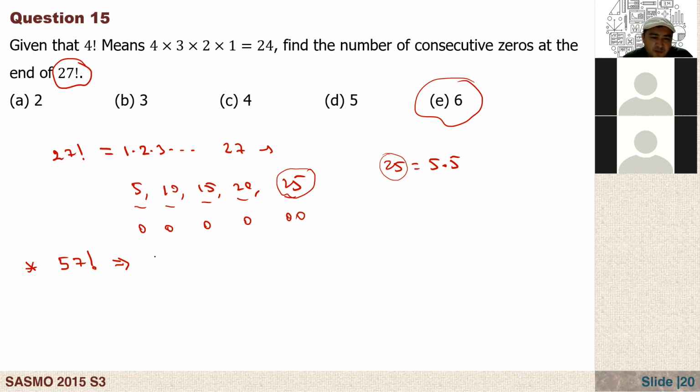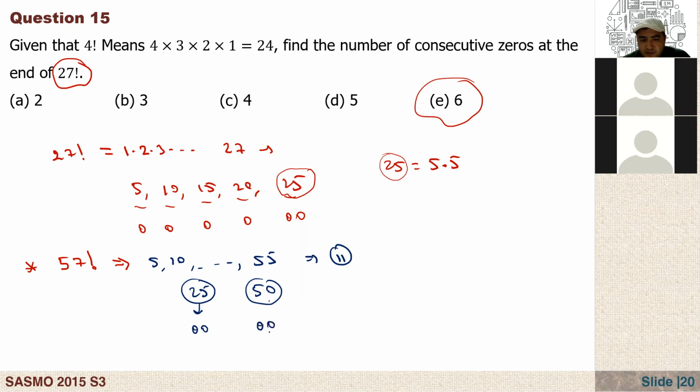Because here, how many multiples of 5 do we have? 5, 10, until 55. Here we have 11. And also here we have 2 powers of 5, right? It is 25 and 50. If you multiply 25 by 4, we have 2 zeros. If you multiply 50 by 2, for example, we have 2 zeros again. So I need to add 2 more zeros here. So altogether, how many? It is 13 zeros.